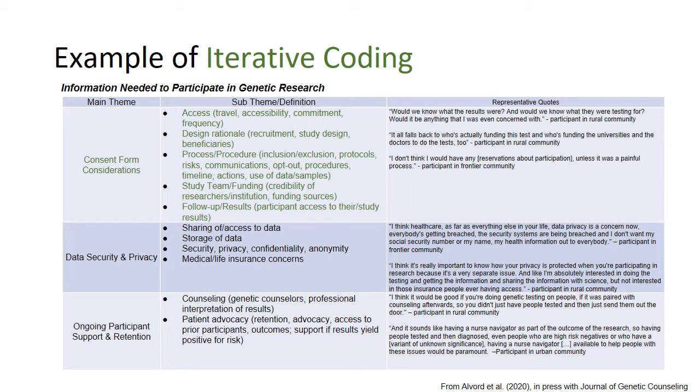Originally these things were separate, but as we were going through, we realized that these are things that are typically found on consent forms during the informed consent process. So for us, it made more sense to condense these sub-themes into a main theme of consent form considerations. It better described what we were trying to say, and it helped future researchers better describe what would be included when they try to inform individuals about participation in genetic testing, for example.